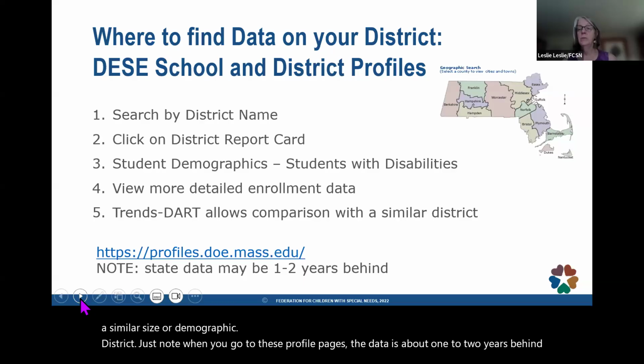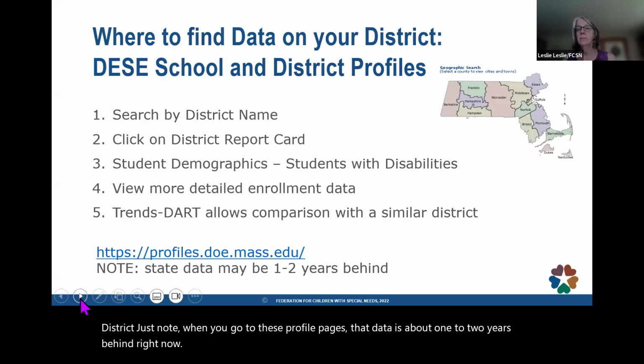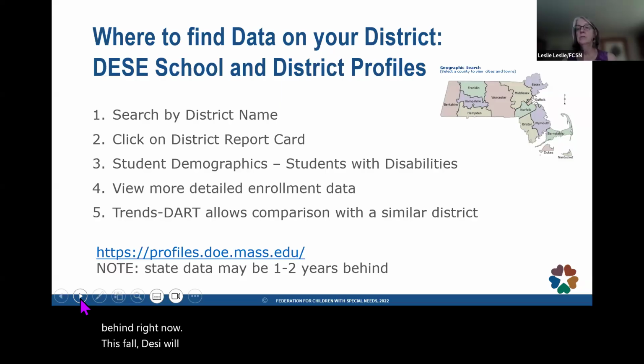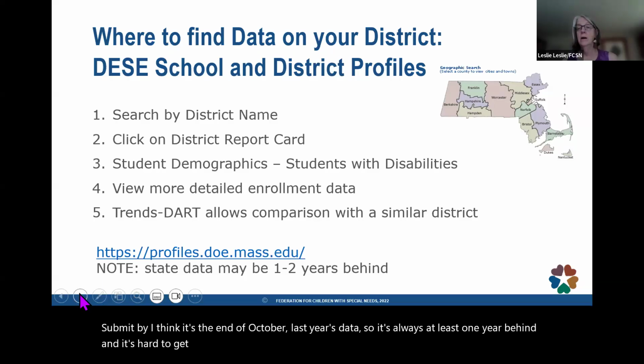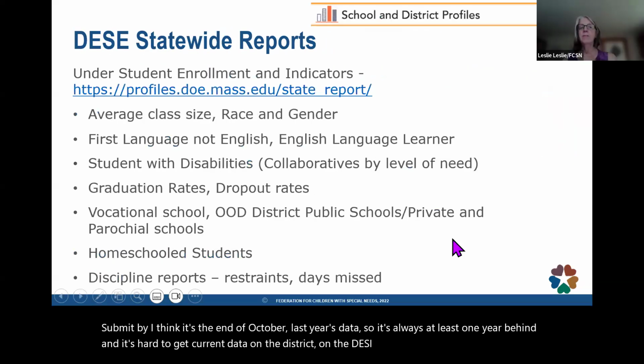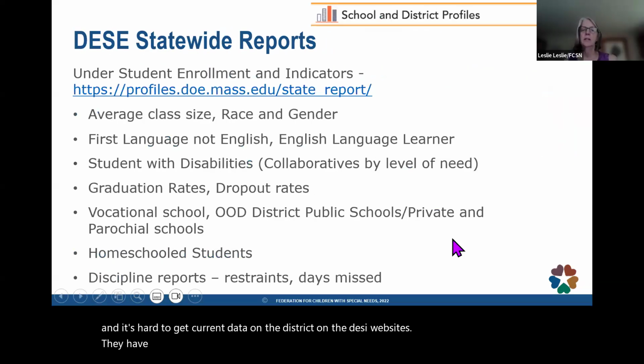Right now, this fall, DESE will ask districts to submit by, I think it's the end of October, last year's data. So it's always at least 1 year behind. And it's hard to get current data on the district on the DESE websites. They have statewide reports.